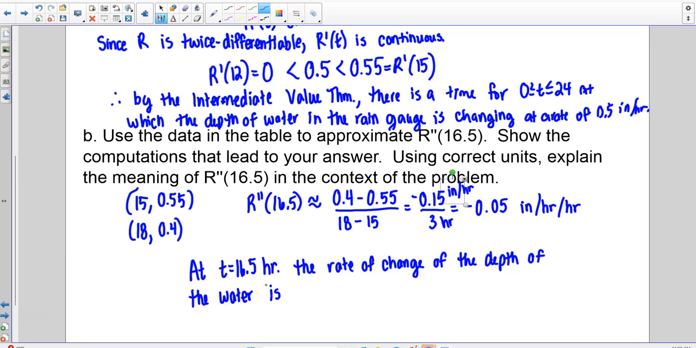is our rate of change of the depth of the water increasing or decreasing? Decreasing? How do we know, Connor? It's negative. Okay, yes. You hesitated on saying it, but I understand what you mean. 0.05 inches per hour is negative. Correct. Okay. So we're going to say the water is decreasing.